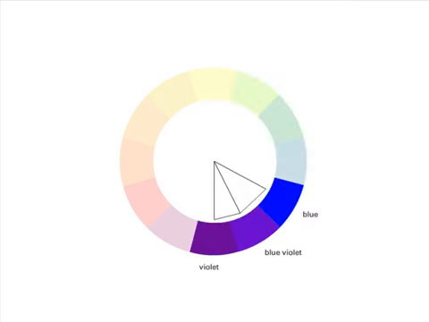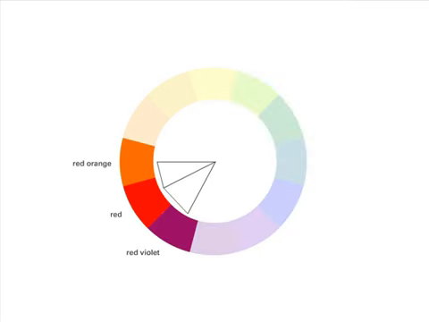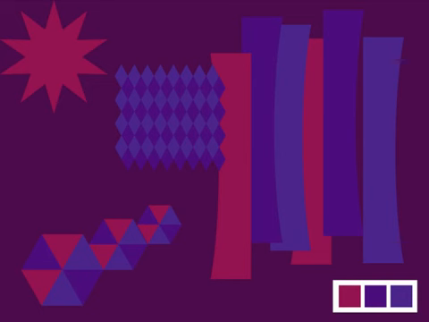It's formed by a set of 3 colors adjacent on the color wheel. This design uses an analogous scheme that gives it a smooth, rich feel. It doesn't have a lot of visual contrast, but it's very pleasing to the eye.